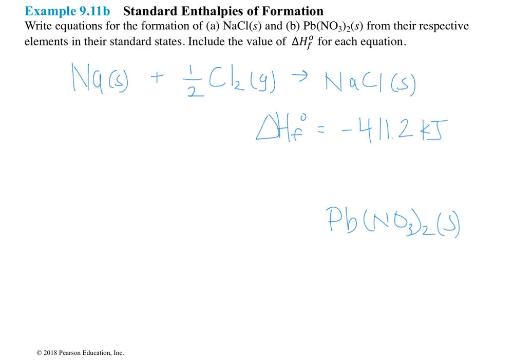Great. For lead nitrate, we're going to make it out of lead, which is a solid. We're going to make it out of nitrogen, N2 gas, and then oxygen, O2 gas. We have 1 lead, we have 2 nitrogens, and we have 6 oxygens. So I'm going to need 3 oxygen molecules out front.